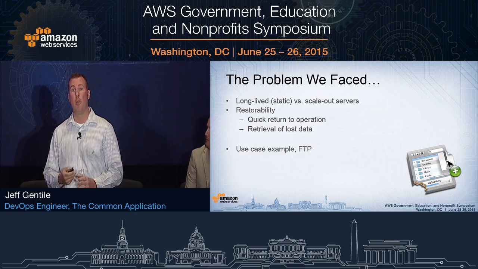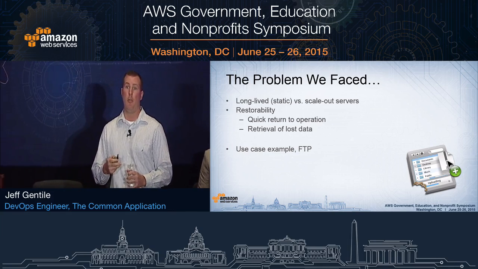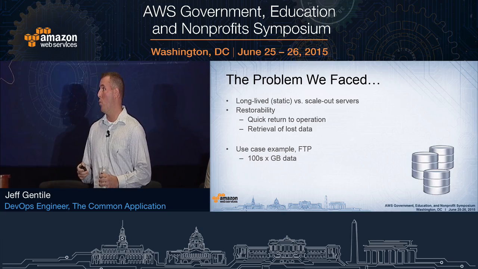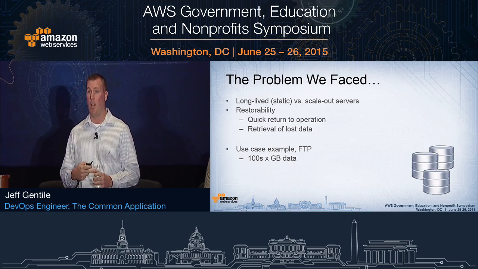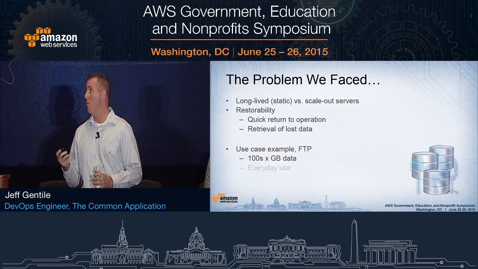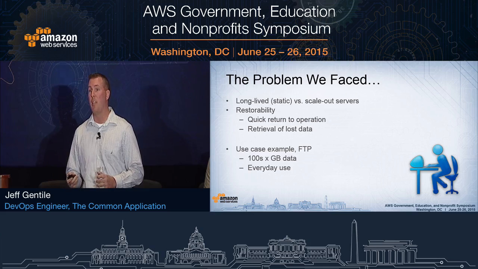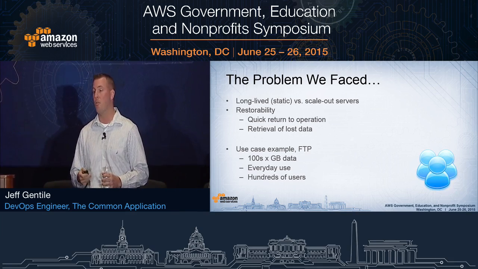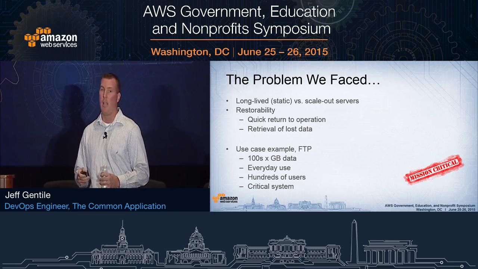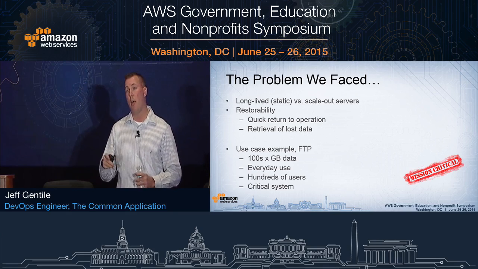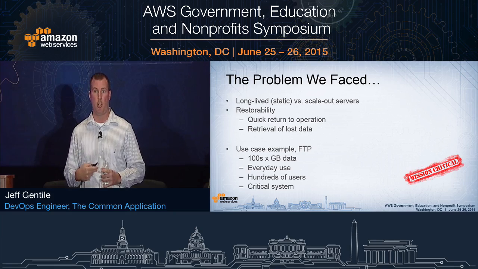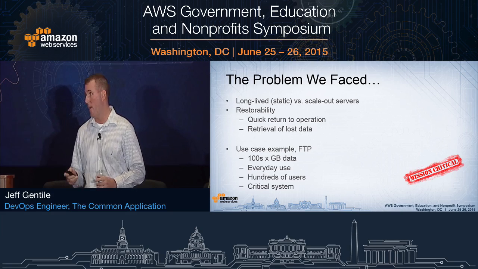What I'm going to be explaining today, the example is going to be our FTP site. The reason is because it hosts hundreds of gigs of data. It's used every day by our members, and there are hundreds of them. So many, many users use this every single day. And since the data on this FTP site is mission critical for our members, it's mission critical for us to make sure we don't lose any of their data.